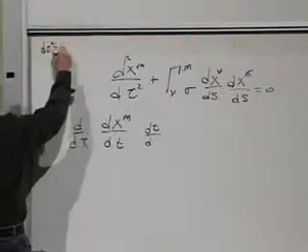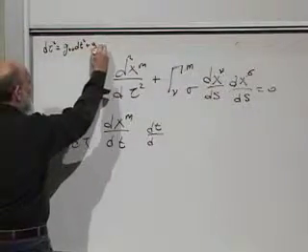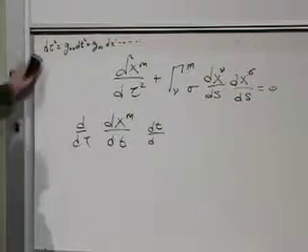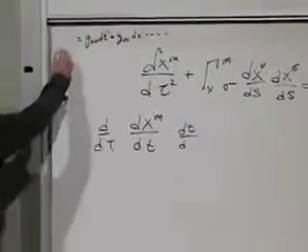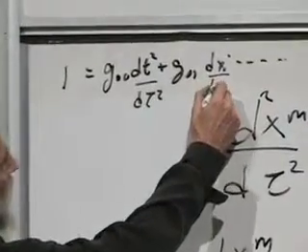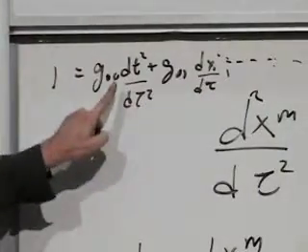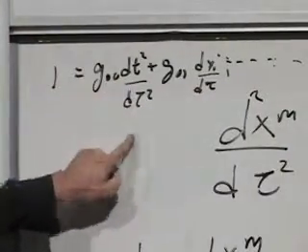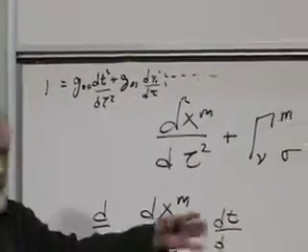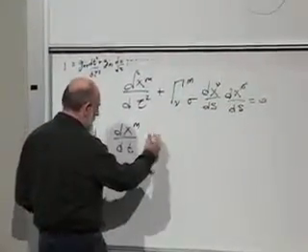d tau squared is equal to g naught naught dt squared plus g naught 1 dx 1 squared, and so on. And then we simply divide this by d tau squared, and then we solve for dt by d tau. That tells us what dt by d tau is. And it's just some complicated thing involving the metric and the velocities. So something complicated but known goes in here for dt by d tau.